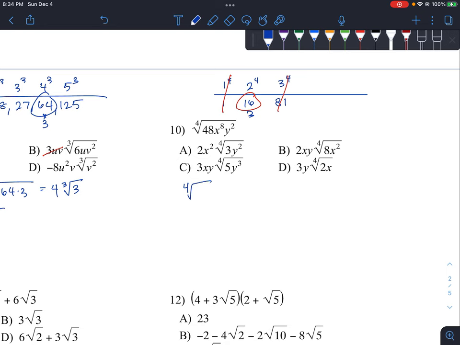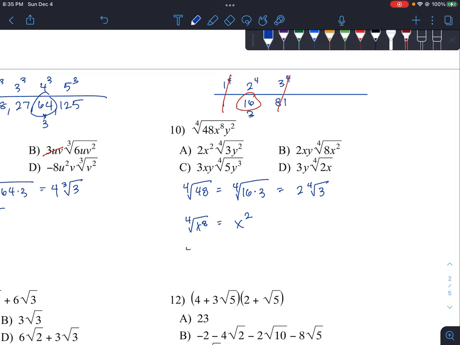So when I take the 4th root of 48, this is going to be equal to the 4th root of 16 times 3, and the 4th root of 16 is 2, so I get 2 times the 4th root of 3. Okay, so that's going to leave me with options A and B. It can't be C or D. Okay, now let's go ahead and go to the 4th root of x to the 8th power, and that's going to be equal to, 4 goes into 8 2 times, so it's going to be x squared. So this has to be on the outside, and none is going to be left over on the inside.